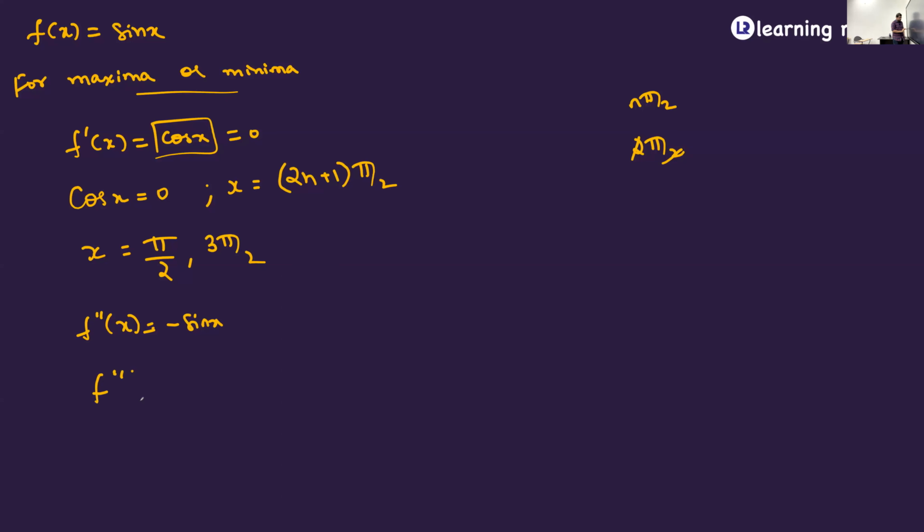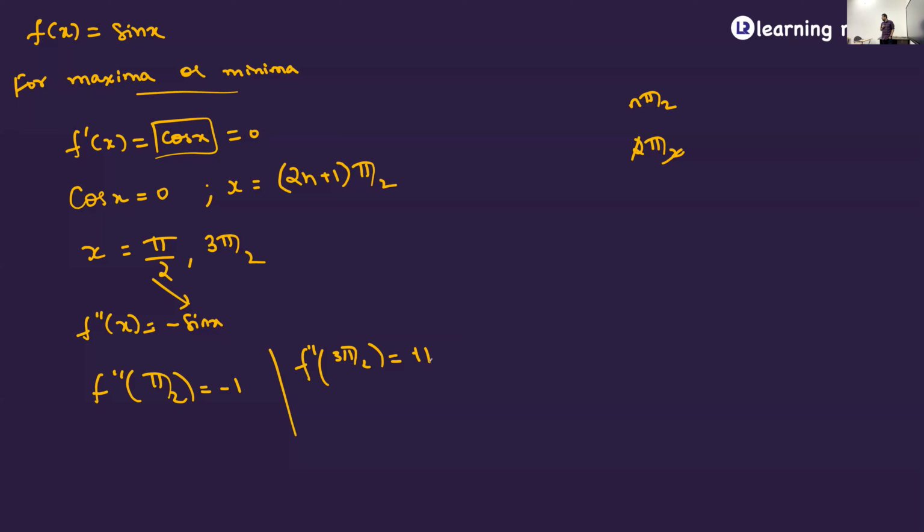So I'll find f double dash of pi by 2. When I substitute this value, what do I get? Minus 1. What is f double dash of 3 pi by 2? It will be plus 1, because sin 3 pi by 2 is minus 1, and minus of minus 1 becomes plus 1.